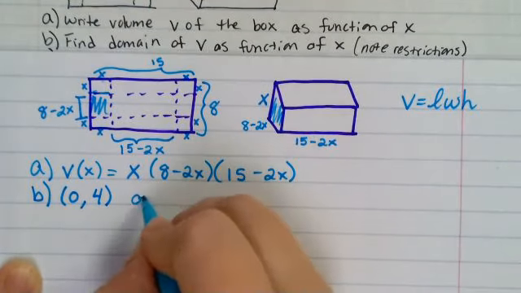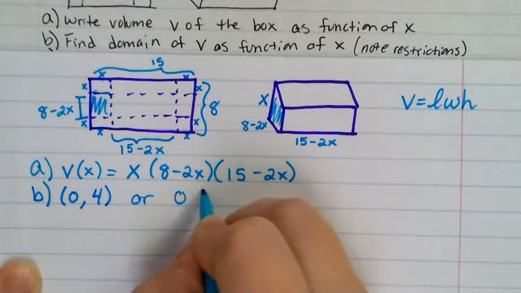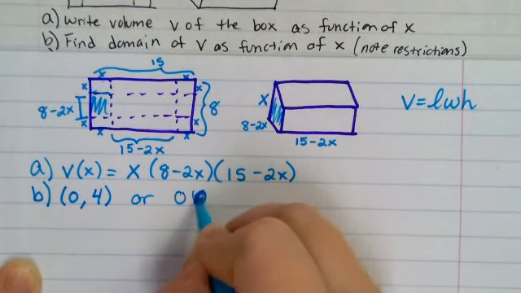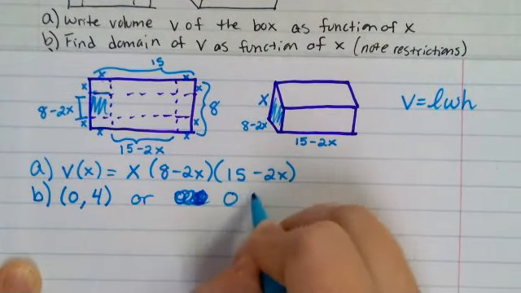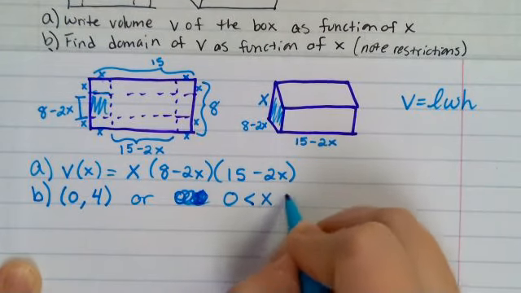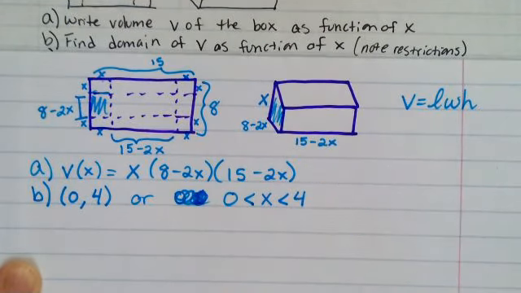I also could write that as inequality notation. I have seen some of you guys doing that. Not equal to. So I could write it as 0 is less than x is less than 4. That would be fine. But it would not include 4 or include 0.